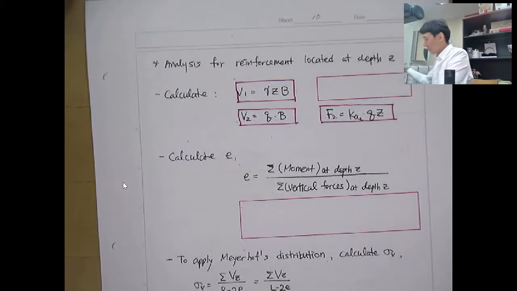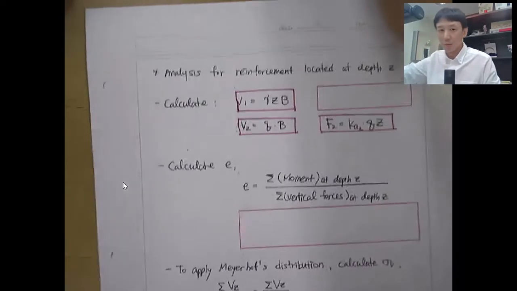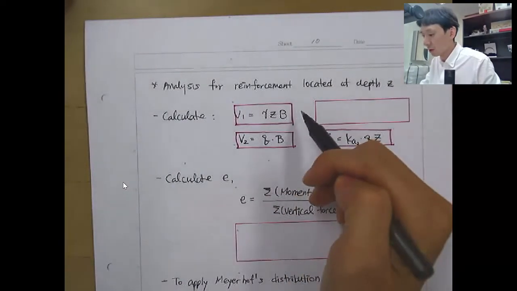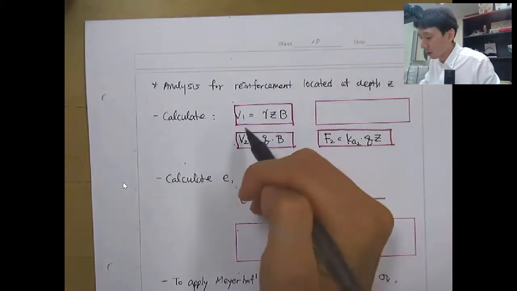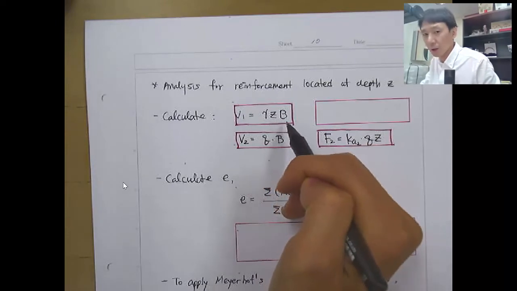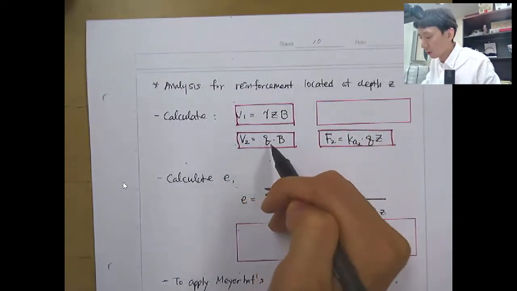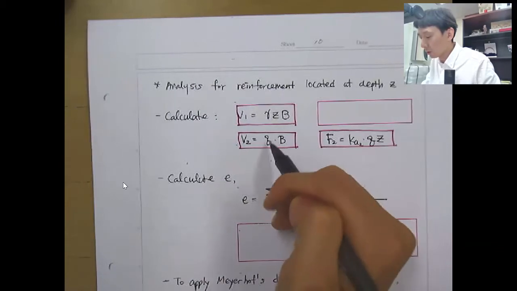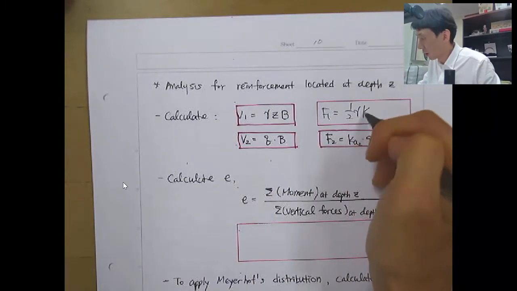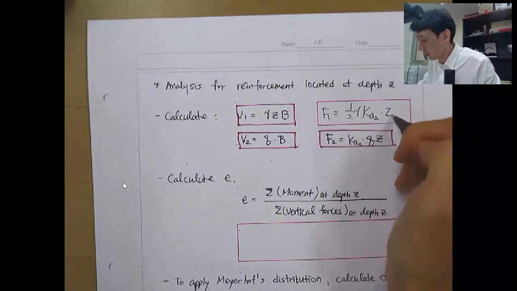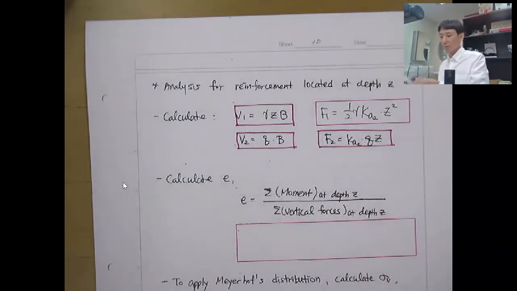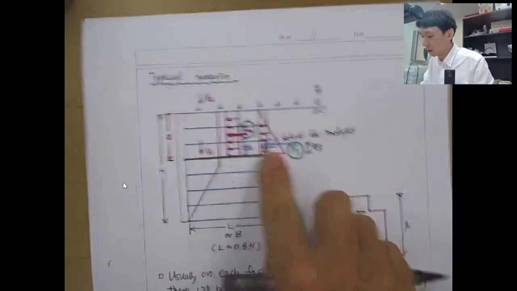Now we can think about the actual calculation: the analysis for the reinforcement located at depth Z. V1 is caused by the weight of the soil block, gamma Z times B. V2 is the vertical load by the surcharge, Q times B. F1 will be 1 over 2 gamma Ka Z squared. This will be F1 and this will be F2.